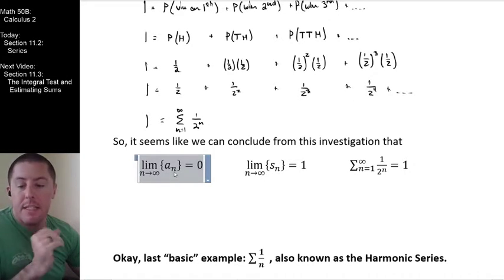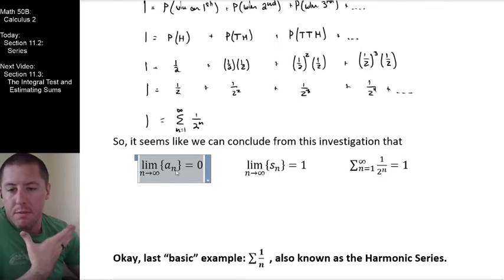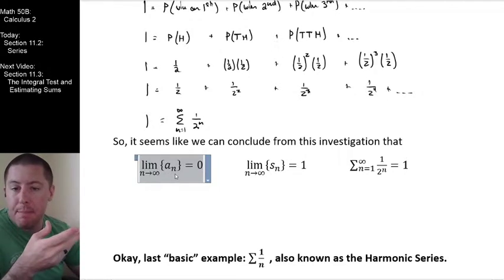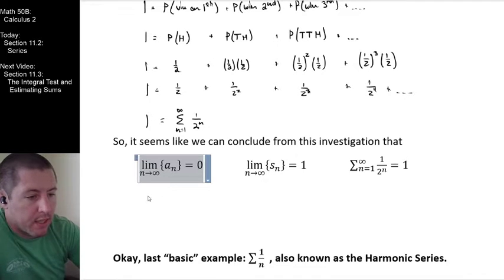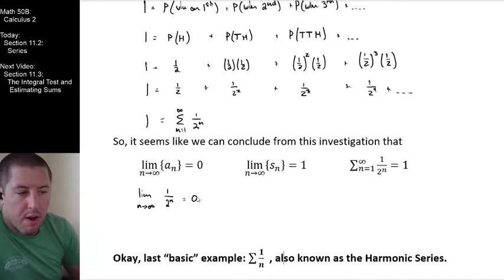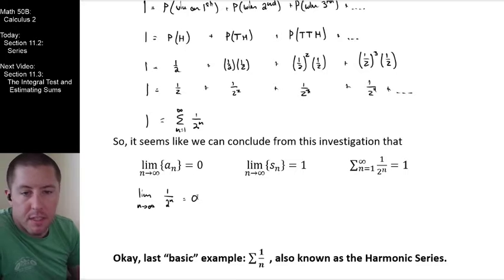Remember that the a sub n is the individual terms themselves. So the a sub n's are 1/2, 1/4, 1/8, 1/16, the individual terms. Those are all clearly getting infinitely small. What happens as we take our limit as n goes to infinity of 1/2 to the n is equal to 0, right? The individual term is the 1/2 to the n, and that's going to get infinitely small.